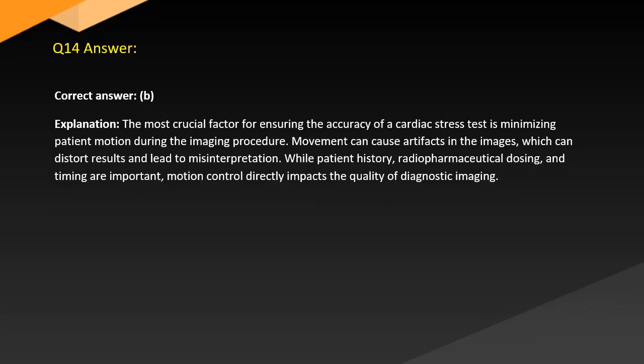Answer. Correct answer: B. Explanation. The most crucial factor for ensuring the accuracy of a cardiac stress test is minimizing patient motion during the imaging procedure. Movement can cause artifacts in the images, which can distort results and lead to misinterpretation. While patient history, radiopharmaceutical dosing, and timing are important, motion control directly impacts the quality of diagnostic imaging.